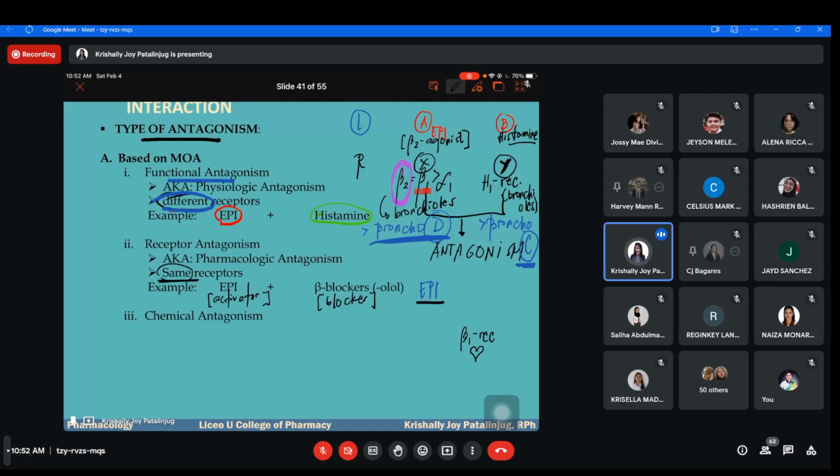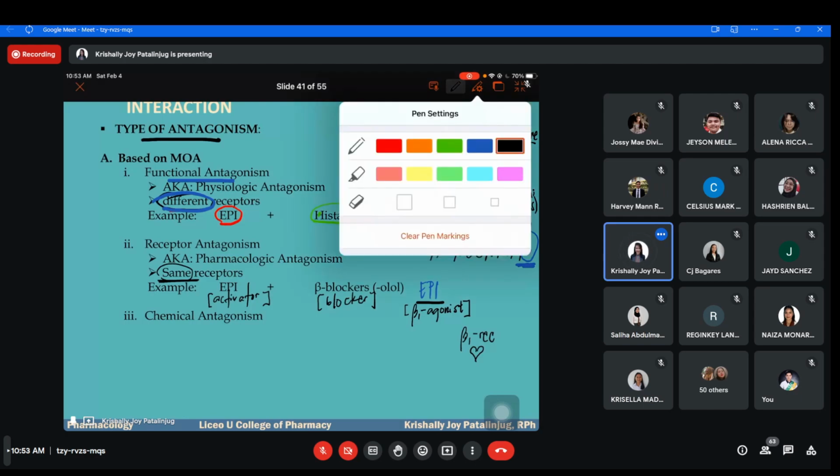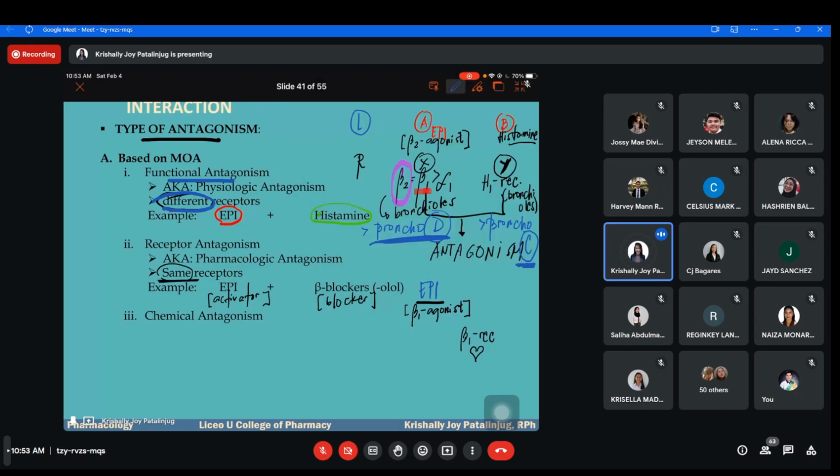Okay, so I repeat, epinephrine is said to be a beta-1 receptor agonist. It would activate the beta-1 receptor, example, found in the heart. And yung effect would be tachycardia. Okay? Yung effect niya, activating the beta-1 receptor in the heart, that would cause tachycardia or increase heart rate. Okay? Increase heart rate.